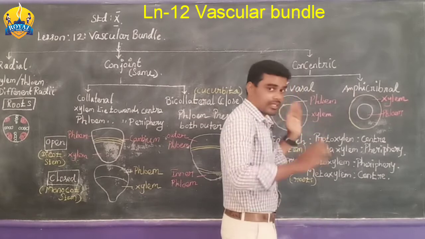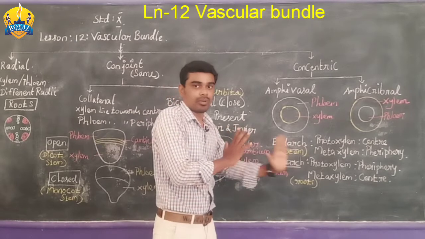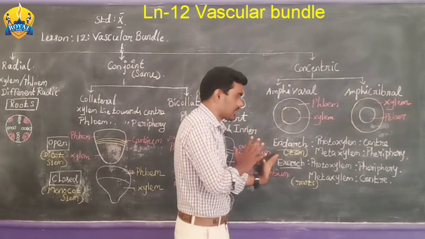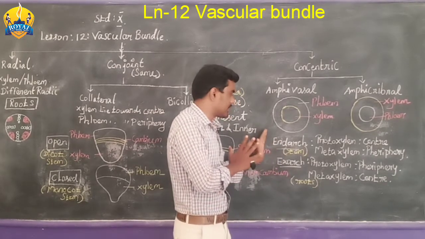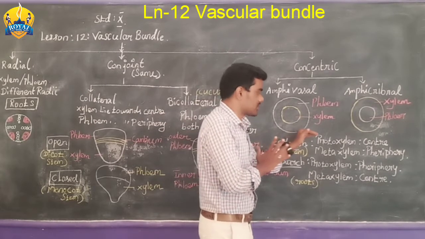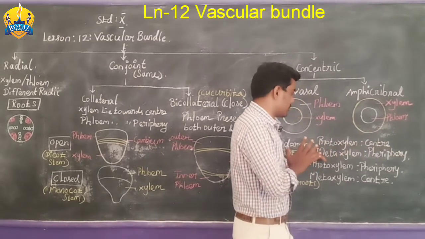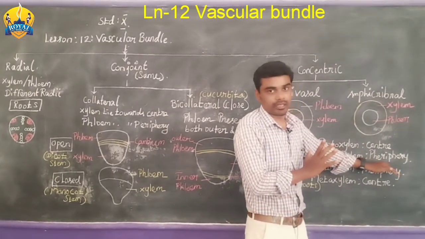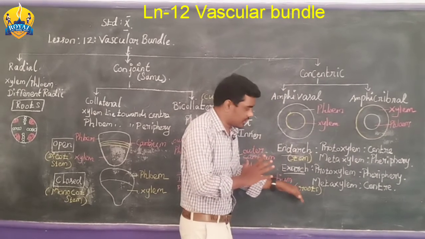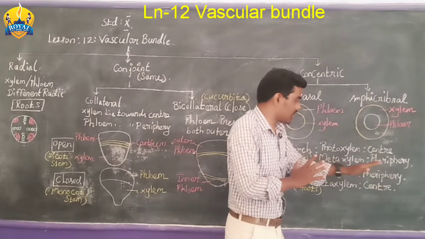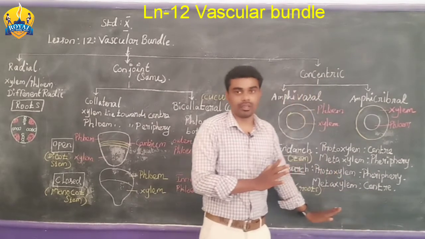Based on the occurrence and arrangement of xylem and phloem, endarch and exarch are the common names of the vascular bundles. Endarch is present in the stem: protoxylem is present in the center point and metaxylem in the peripheral layer. Next, exarch, for example roots: protoxylem is present in the peripheral layer and metaxylem in the center position. This is all we discussed today.